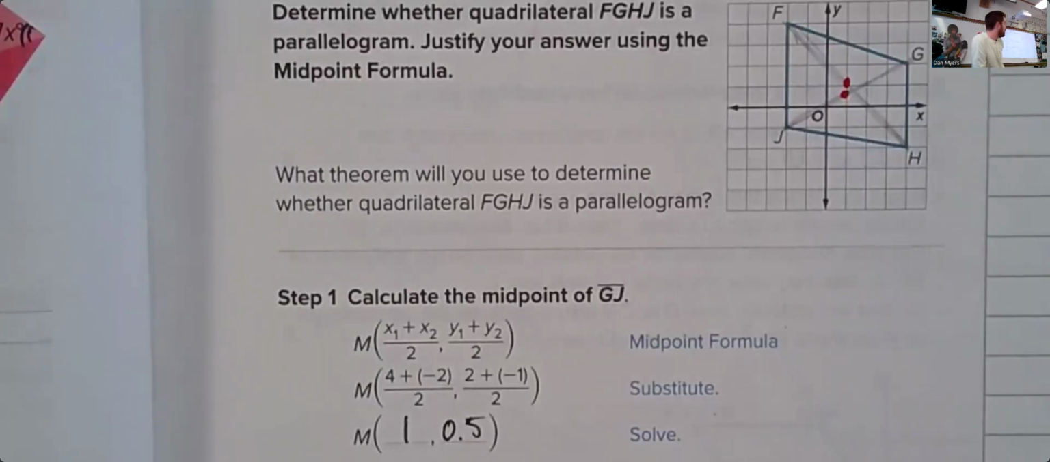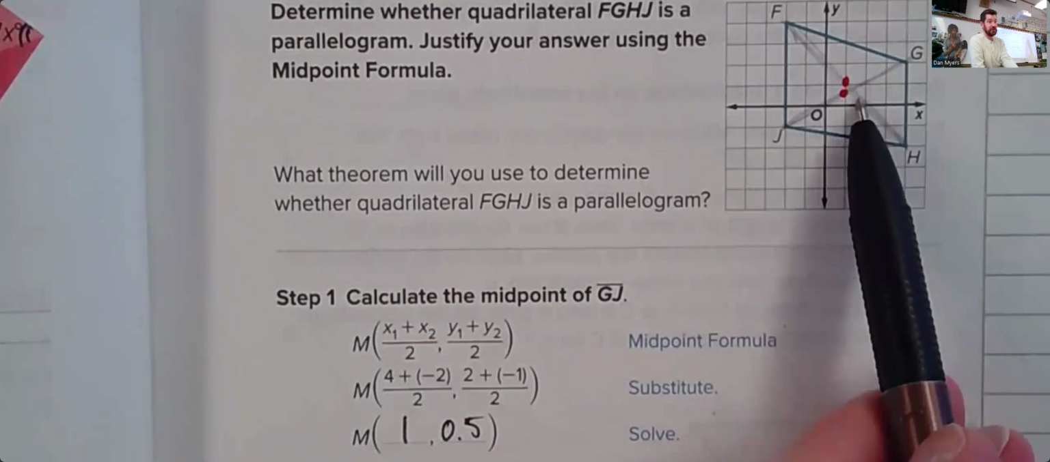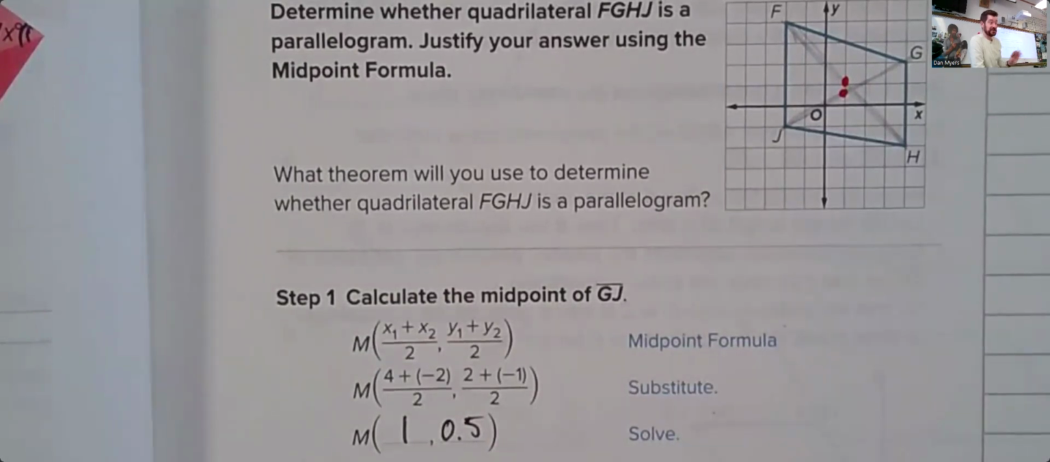So when we're talking about diagonals of a quadrilateral, for it to be a parallelogram, the midpoints need to be in the same place, which should also be the intersection of the two diagonals. On this one, the midpoints and the intersection are 3 different locations. So that is not a parallelogram.